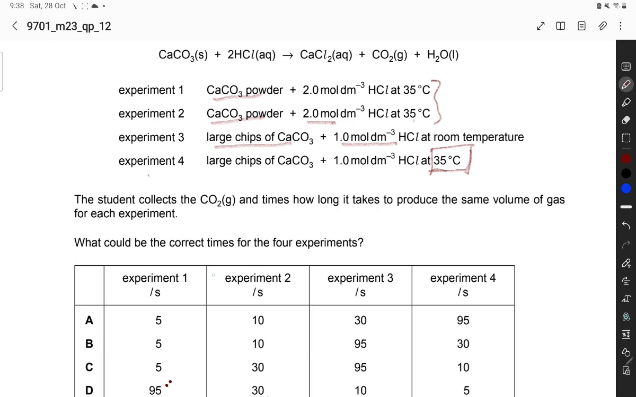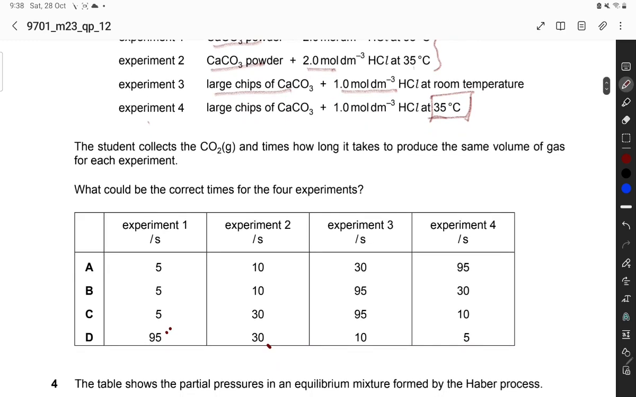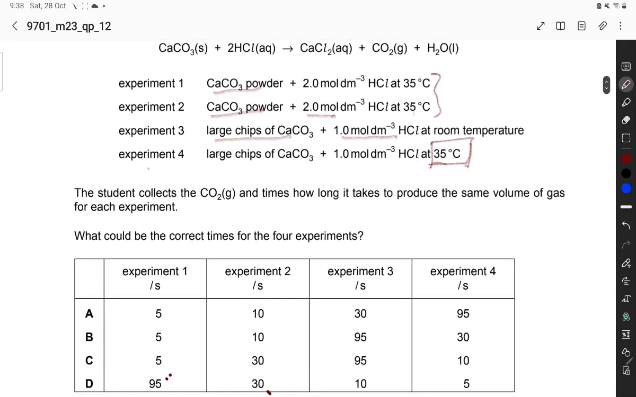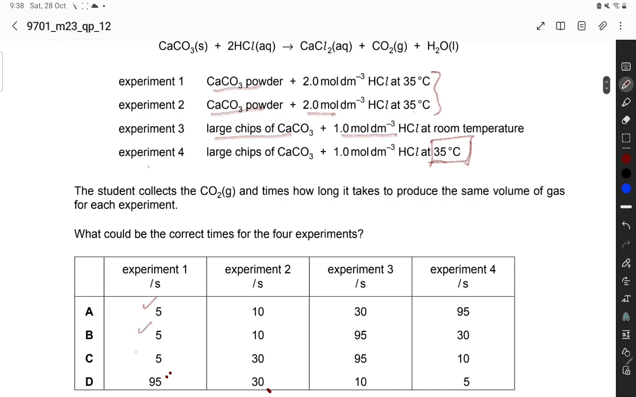What could be the correct times for the 4 experiments? Experiment 1, option A. Yes, this is correct, because in option A, concentration is more, calcium carbonate is in powder form. So in powder form, the rate of reaction is faster at 35 degrees centigrade. For experiment 5 is also correct, but look at experiment 2.